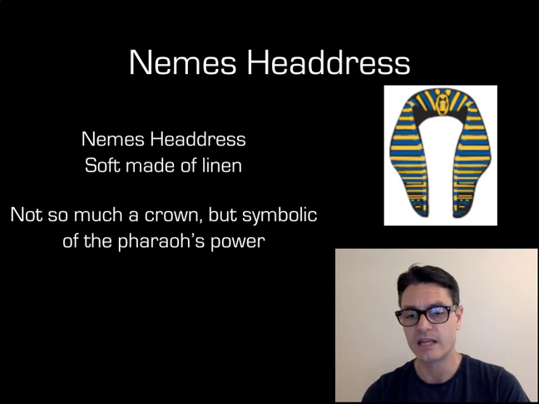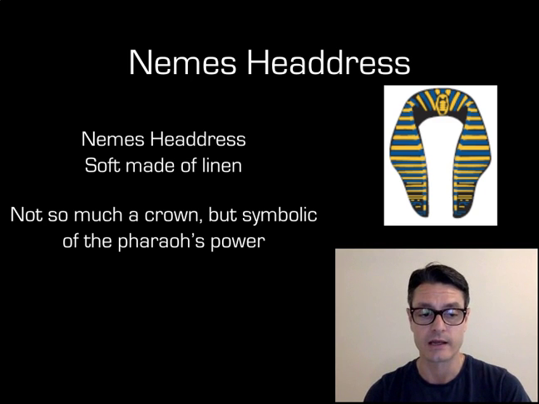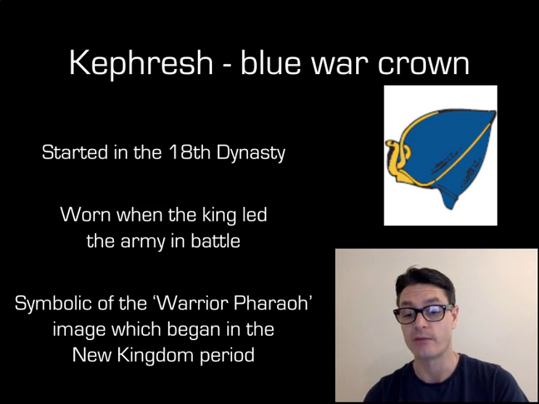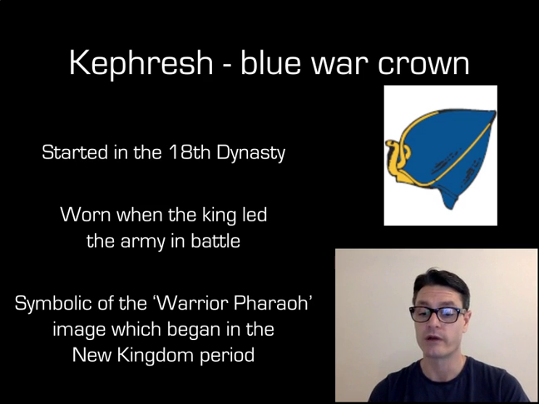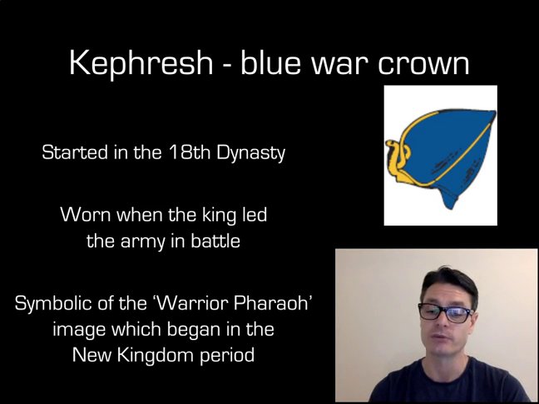So firstly, we have the Nemes headdress, which we probably mostly associate with the king Tutankhamun, and it's not really a crown, it's more a headdress, but it's symbolic of pharaonic power, and it was made of linen. Typically we can see in this one with that blue and yellow colouring there. The next image we have is a crown. It's a blue war crown, and this is particularly important during the 18th dynasty, where the warrior pharaoh image came about, where the king was expected to be a great warrior who would lead his people into battle, and this is how the king would be depicted, wearing this kepresh, this blue war crown, when involved in military matters. So when we see the king depicted wearing this, then that indicates it's to do with the military.